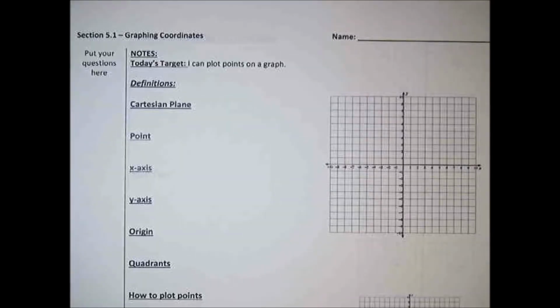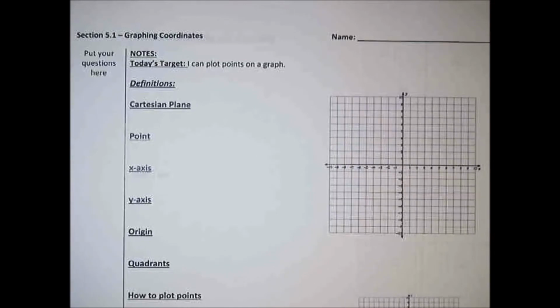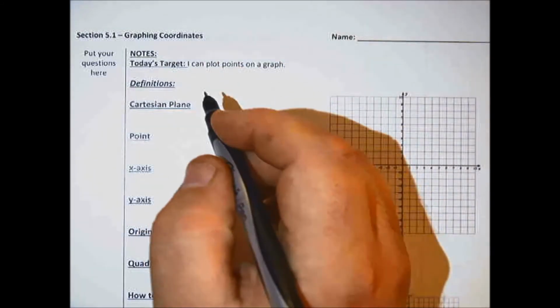I couldn't escape that. Alright, here we go, section 5.1. Today we're talking about graphing coordinates, and we're going to be working with plotting points on a graph. Again, start of a chapter or start of a unit, and we really need to get some common definitions down so we can all speak the same language.